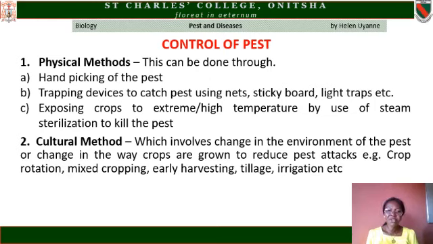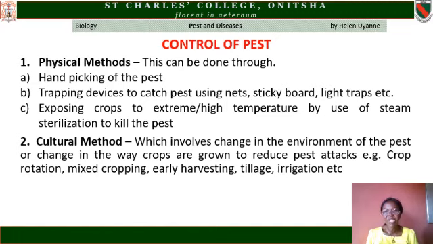We have the very first one, which is the physical method. This physical method includes hand picking. That just involves you picking up the pest manually, and you kill it. You pick it up with your hand, and probably you just drop it on the floor and use your feet on it. Then we have the second one, which is trapping devices.